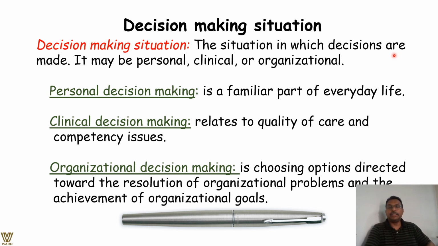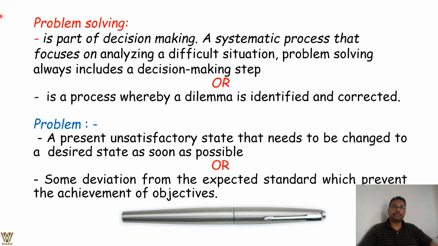The third is organizational decision making, which is choosing options directed towards the resolution of organizational problems and the achievement of the organizational goal thereby. And that is what organizational problems are all about.